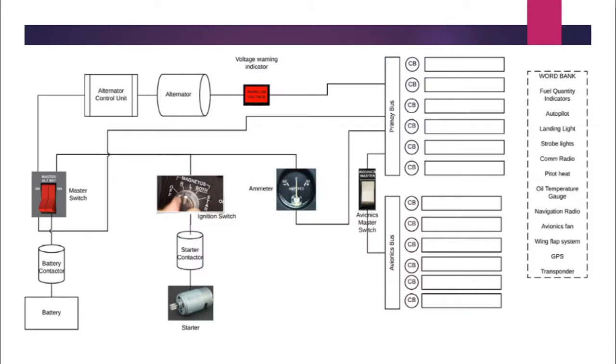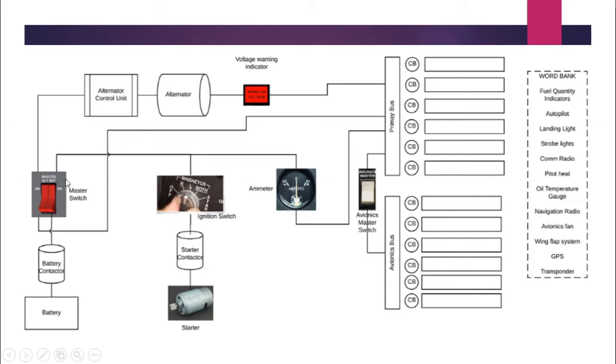Alright, so to go to this diagram here, you should already recognize many of the components that we've talked about. We've got our battery and the battery contactor. We've got the alternator and the alternator control unit. We've got an ignition switch with the starter contactor and the starter. So the battery is connected to the battery contactor. So this goes to the master switch.